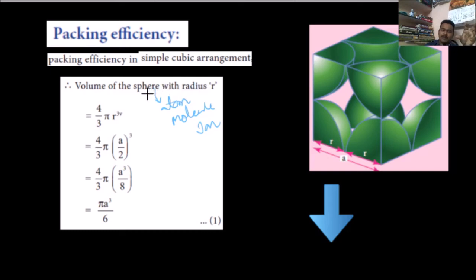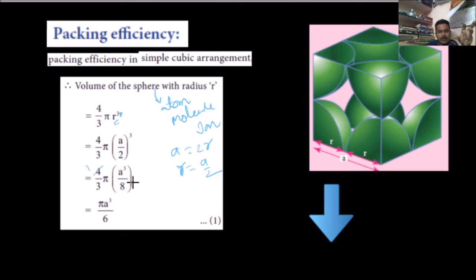So what is the formula for the volume of a spherical shape? 4/3 πr³. The v is not required here. We studied that a is equal to 2r. If you want the r value, it means a by 2 comes in place of r, and then the calculation happens. a³, 2³ means 8 is coming.